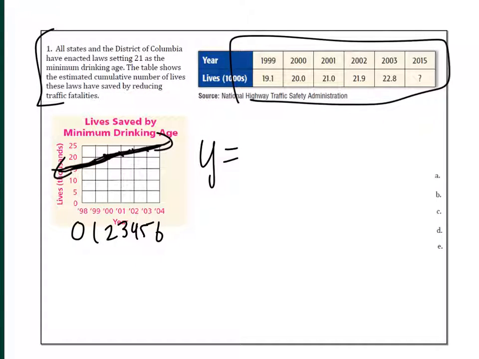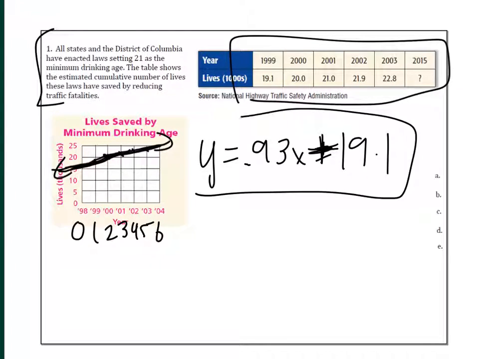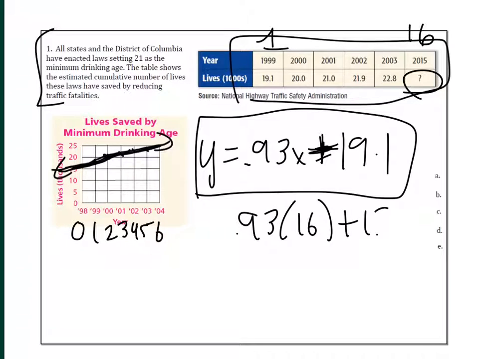So you end up going 0.93x plus 19.1, not quite 1. I want you guys to do this on a calculator, so it's not really very difficult. I can show you pretty easily. So this ends up being your linear equation. What they want to know is what would the calculation be for 2015? Well, if 1999 is year 1, then 2015 is going to be year 16. So all I do is put 16 in here for x and figure out my answer.